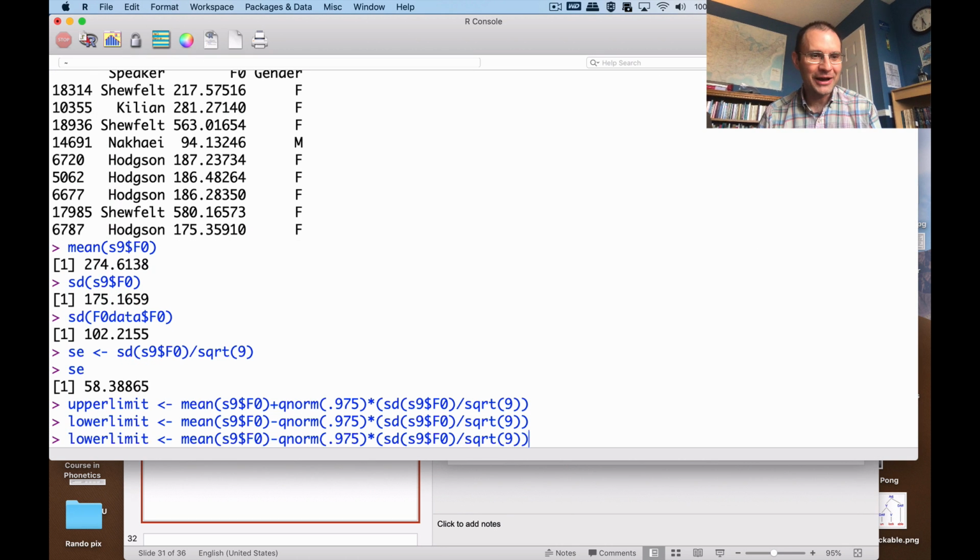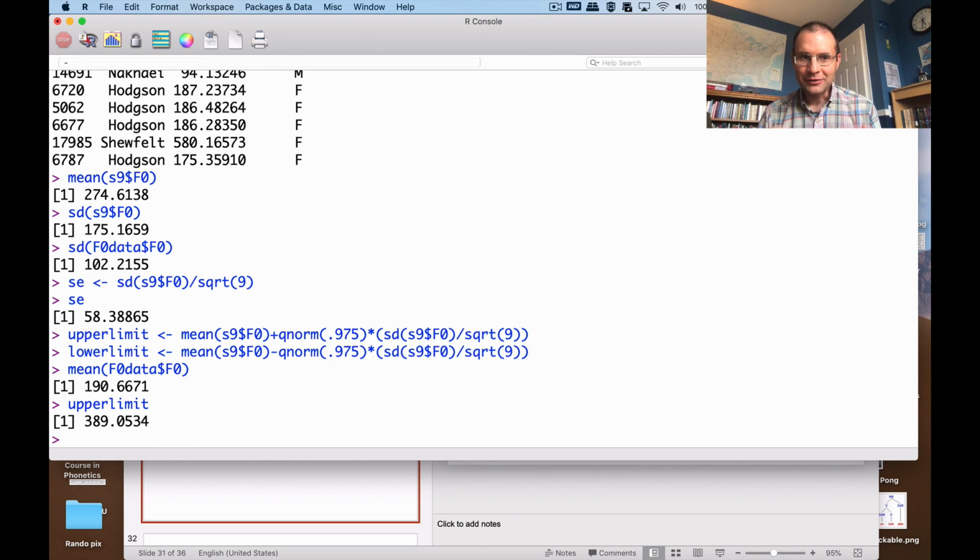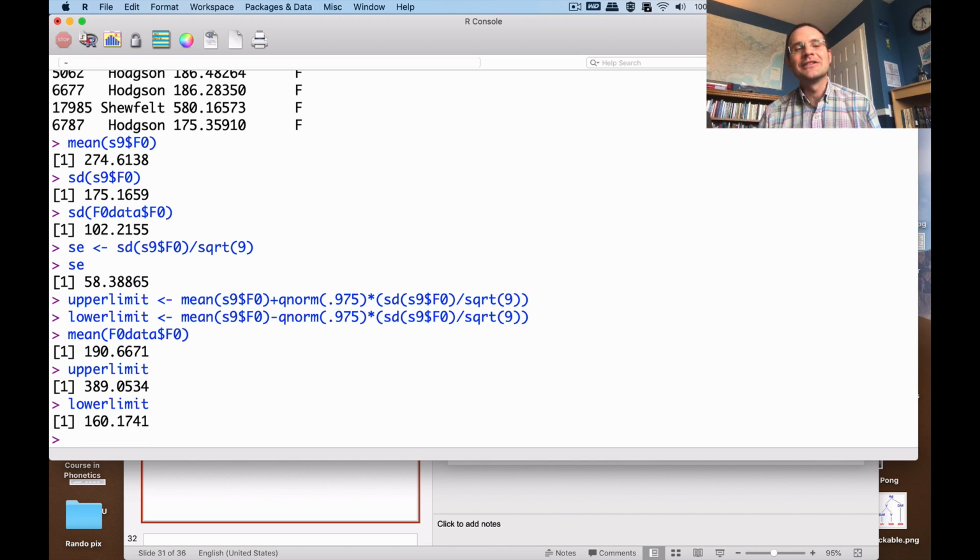What do you think? Let's remind ourselves of what that population mean is, that so-called population mean of the entire F0 sample. That's all the F0s that are collected, at least, from this class. We can look at the upper limit by just typing upper limit. 389. Okay, lower limit, it's got to be under 190. It is 160. Okay, so here's our confidence interval. We are 95% confident that the population mean is between 160 hertz and 389 hertz. And it is. But we don't know that if we're actually going to run this experiment.